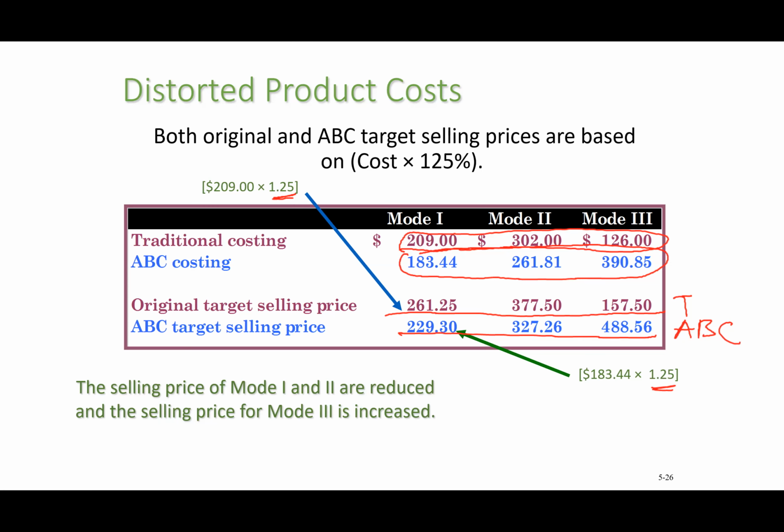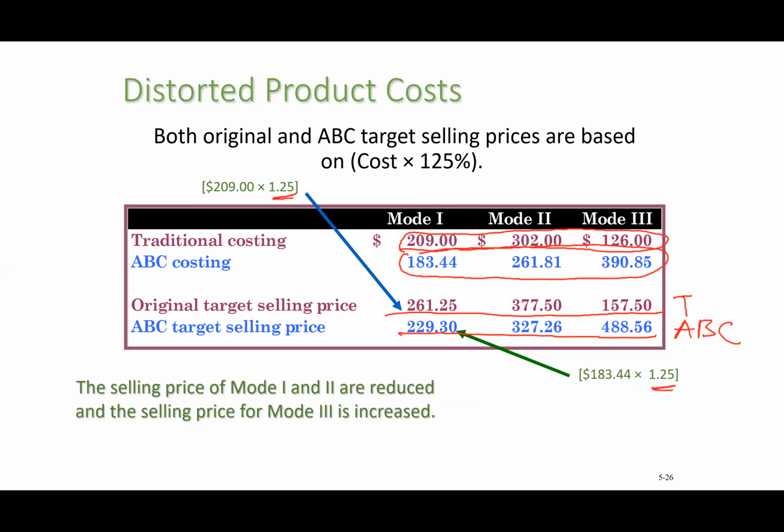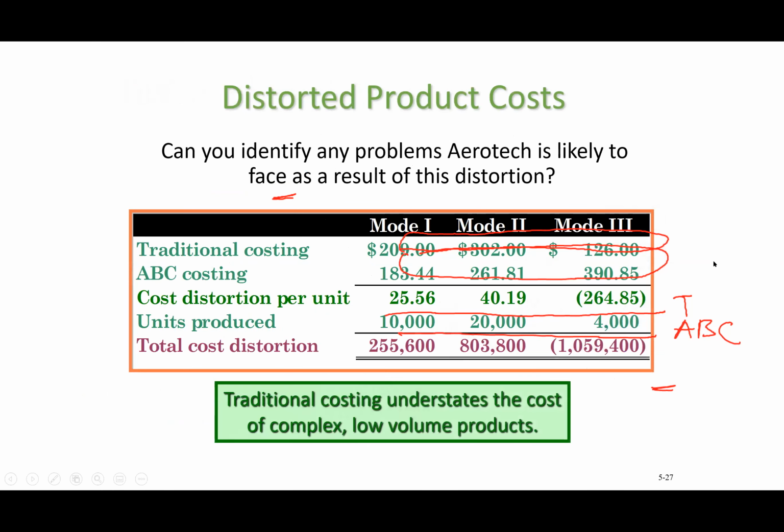All right. On the ABC costing, the selling price for Model 1 and Model 2 has decreased, but the selling price for Model 3 has increased significantly. Let me erase this right here.